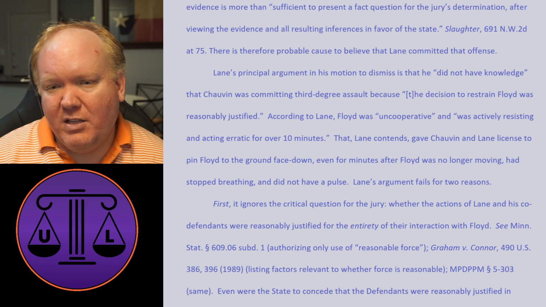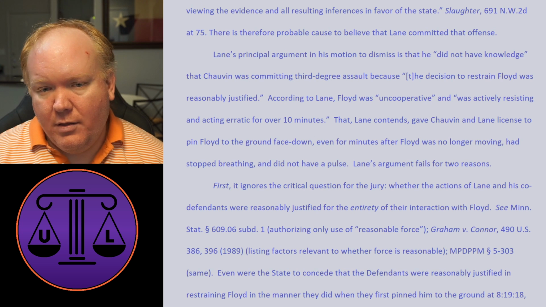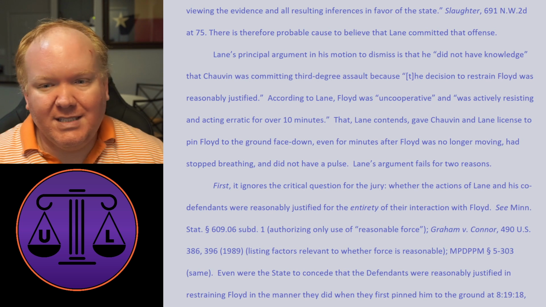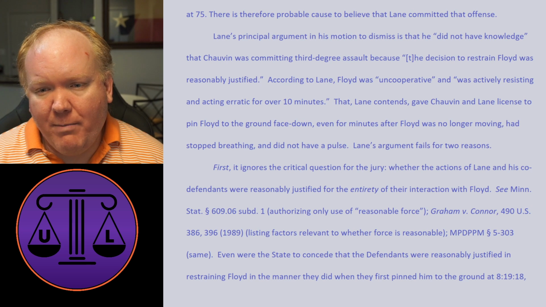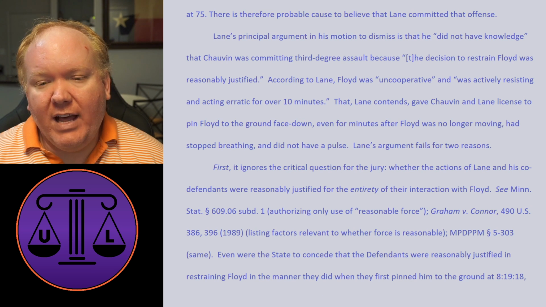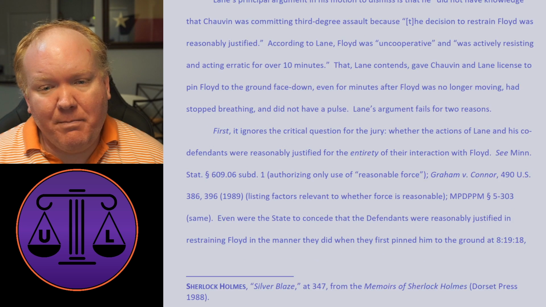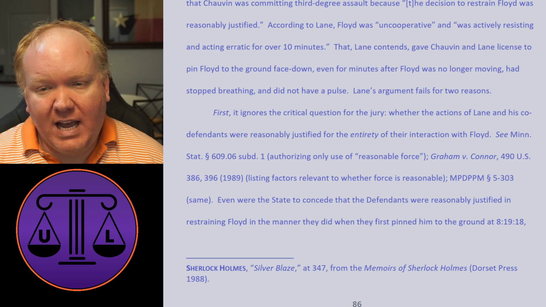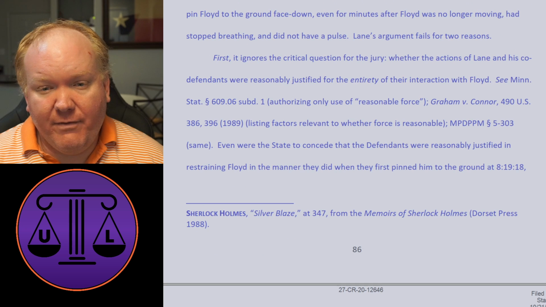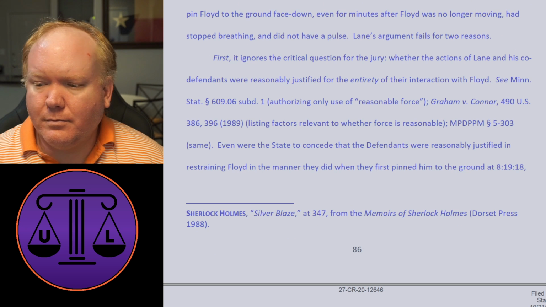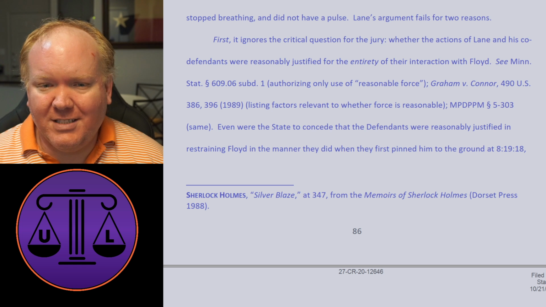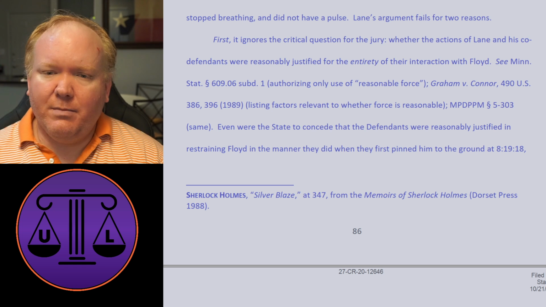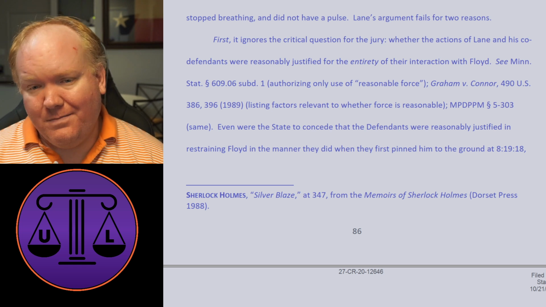The principal argument in this motion is they didn't have knowledge that Chauvin was committing a third-degree assault because the decision to restrain Floyd was reasonably justified. According to Lane, Floyd was uncooperative and actively resisting. Thus, Lane contends Chauvin gave Lane license to pin him face down even for minutes after he had no longer moved. Lane's argument fails for two reasons. First, it ignores the critical question for the jury, whether the actions of Lane and his co-defendant were reasonably justified for the entirety of the interaction.